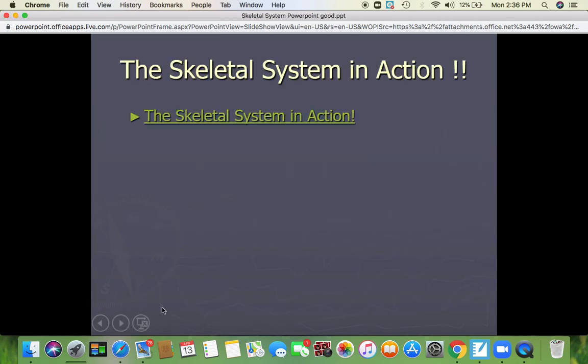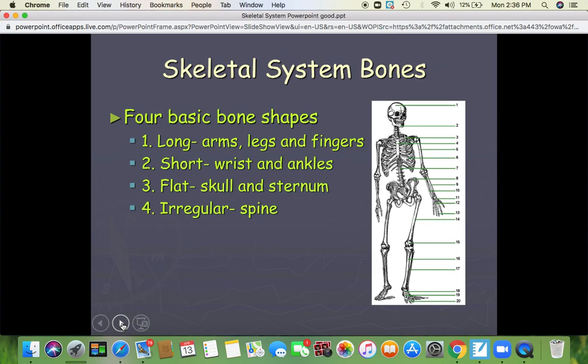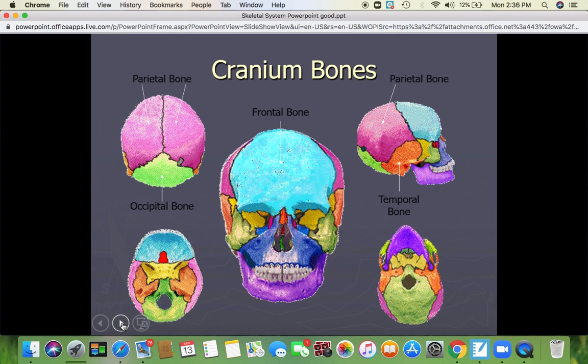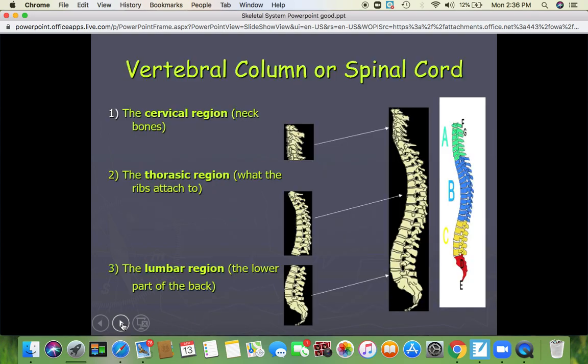Alright, so let's see if we can go on where we were here. I believe we were right here. We talked about the different parts of the spine. We had the cervical, which was the first 7 up here in the neck, then the next 12 thoracic, and then the bottom 5 were the lumbar.